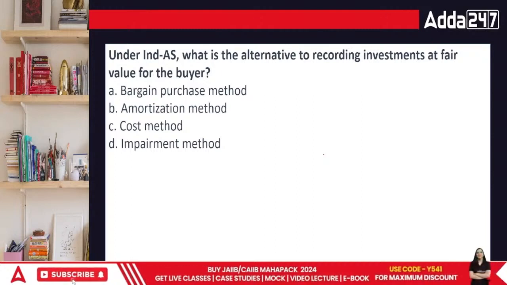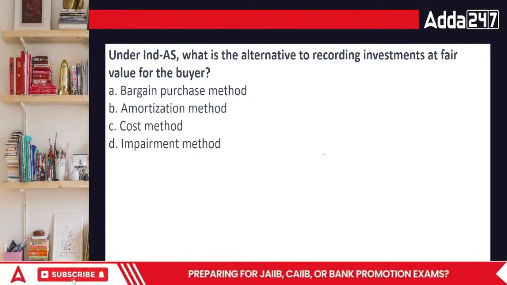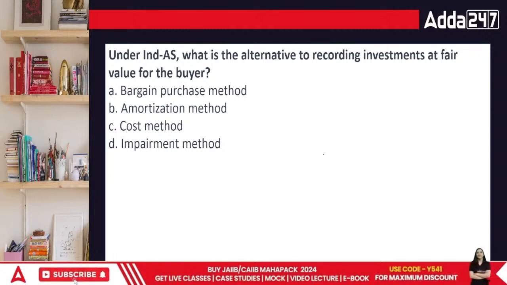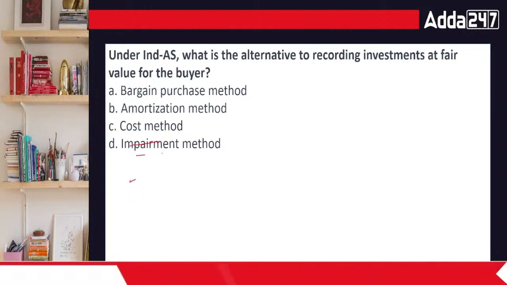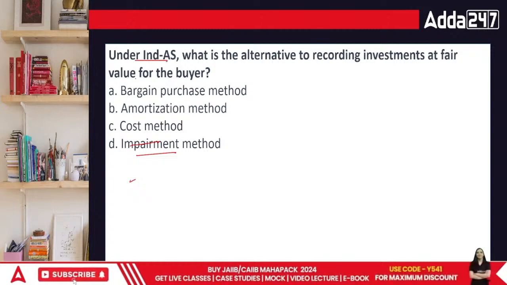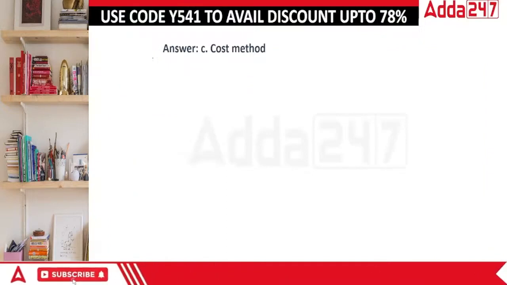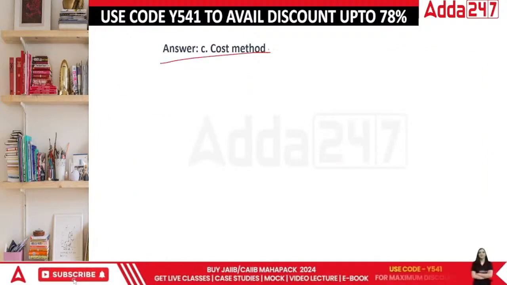Under Ind AS, what is the alternative to recording investments at fair value for the buyer? Okay, we are looking from the point of view of the buyer, everyone. Bargain purchase method, amortization method, cost method, or impairment method. When we are trying to write it at a fair value, then the alternative is always the cost method. At what price did we buy it? You know?